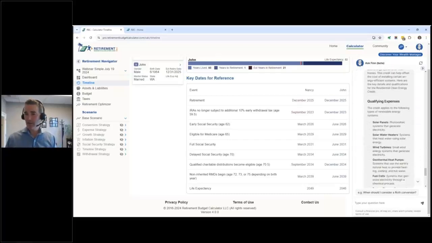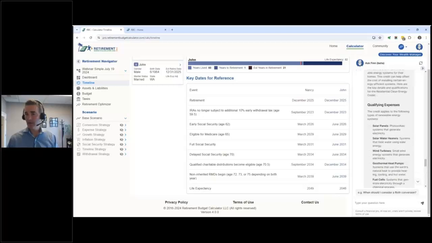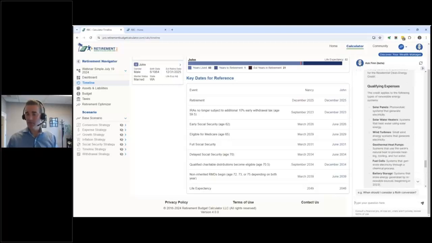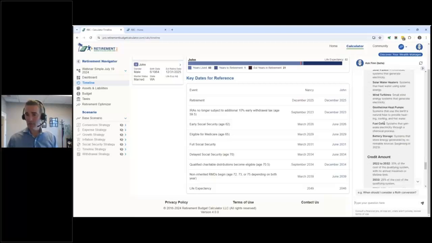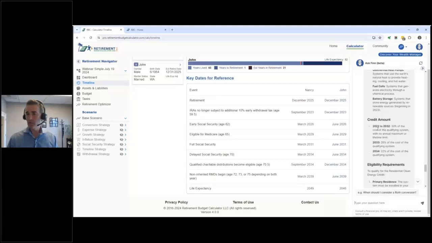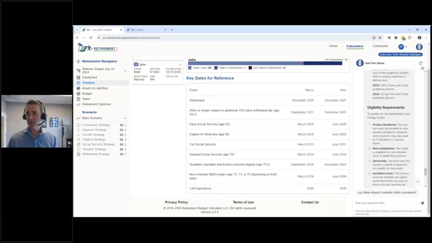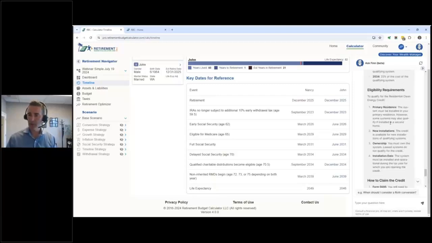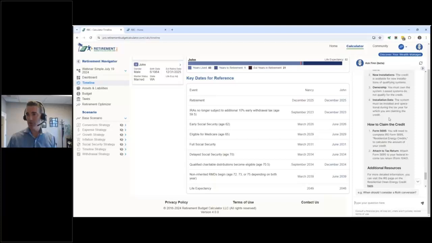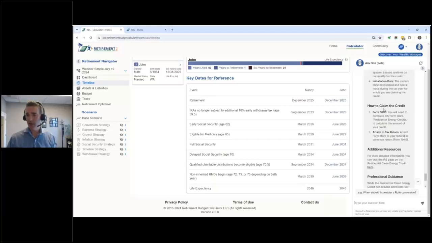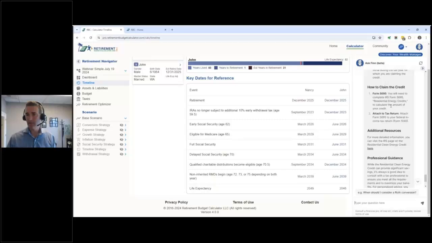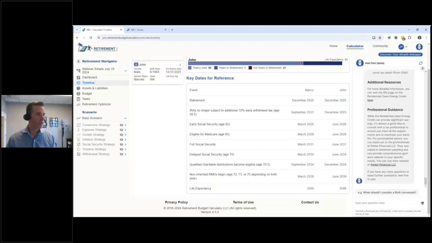And so he goes on to say, this is a tax credit, so you can use solar panels, solar water heaters, wind turbines, geothermal heat pumps. From 2022 to 2032, it's 30% of the cost of the qualifying system, with no annual maximum or lifetime limit. Eligibility requirements: it has to be a primary residence, new installations, ownership, installation date, how to file, how to claim the tax credit.